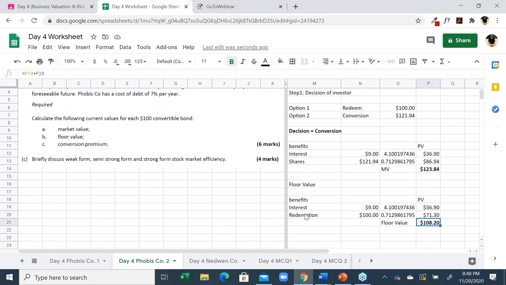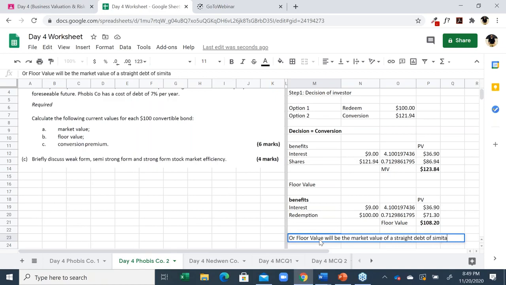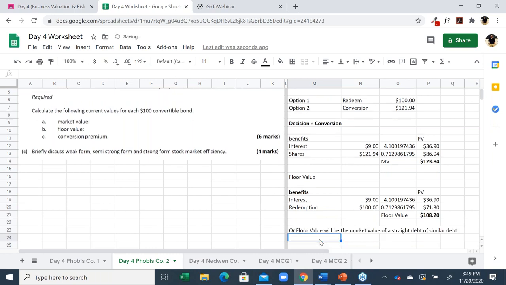So the floor value or the minimum value of the company will either be calculated with the help of these figures, or there is another way of finding out the minimum value, or floor value will be the market value of a straight debt of similar type, similar term, similar debt. Better to use the word. So what does that mean?